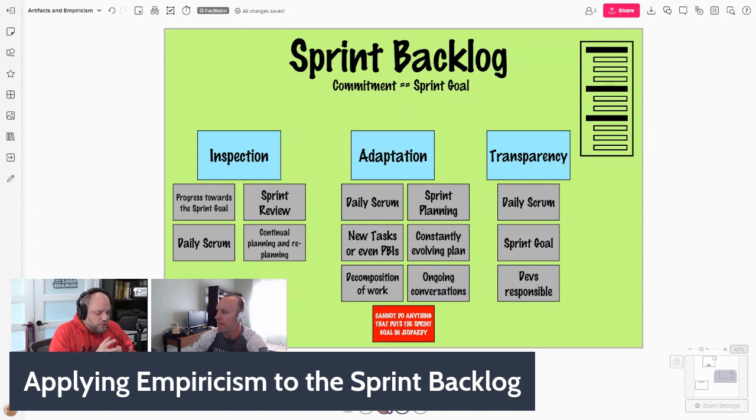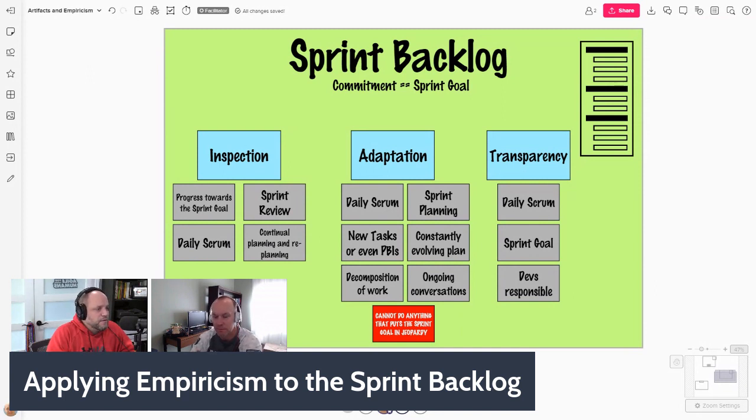Very cool. From a transparency perspective, the events are really designed to help us inspect and adapt and create this well understood sense of the work. And so in this case, Daily Scrum is that event where a lot of this happens. But as Todd noted, this is happening all throughout the day as the developers are working together and collaborating with the product owner and the Scrum Master's coming in to help.